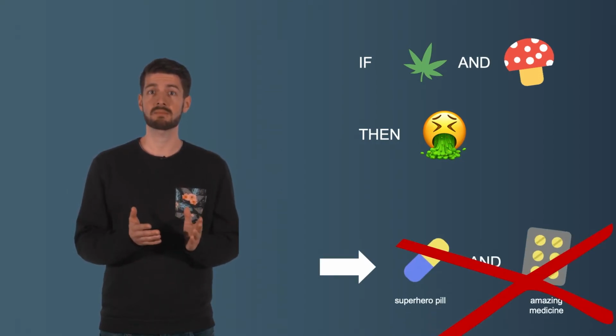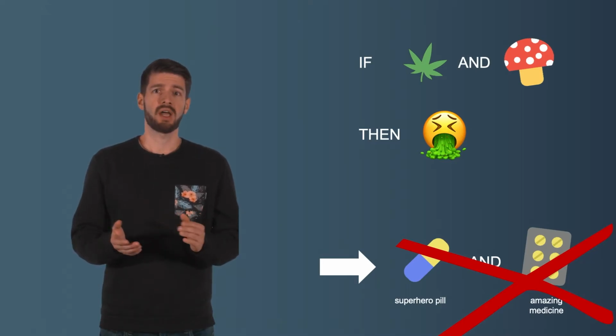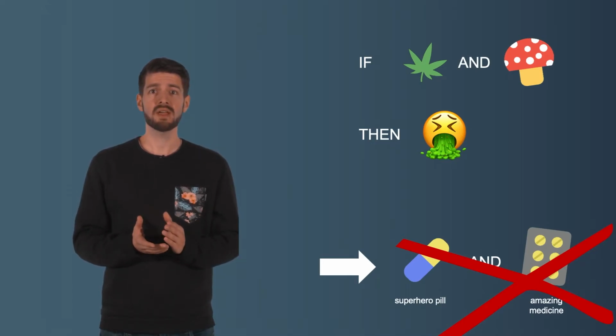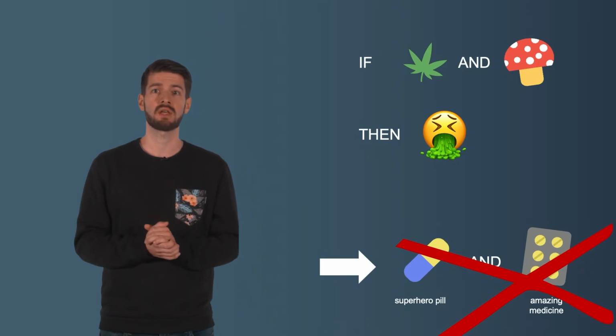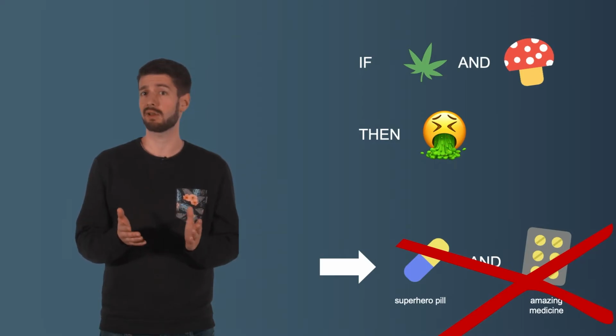Using logic, it can therefore deduce that superhero pills and amazing medicine should not be taken together. By solving the rules from its knowledge base, the computer can even increase its knowledge base without the need for a human to define all possible rules. It can infer the rule that superhero pills and amazing medicine taken at the same time lead to sickness as well.